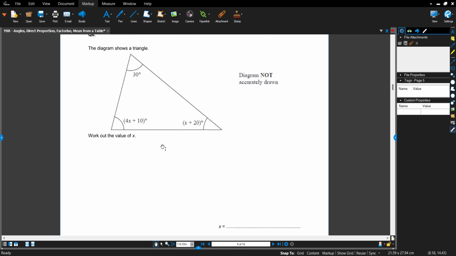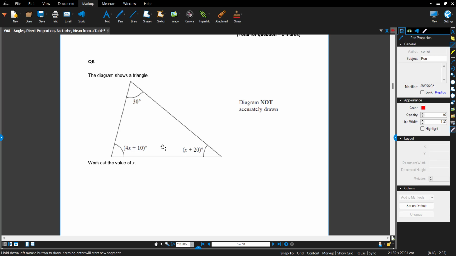Work out the value of x. Oh, I love these. My year 8 girls are brilliant at these. Very, very strong. So let's go. We know that angles in a triangle add to 180 degrees. So we know 30 plus 4x plus 10 plus x plus 20 is 180, right? Because those three angles added together give 180. 30 plus 4x plus 10 plus x plus 20 equals 180.